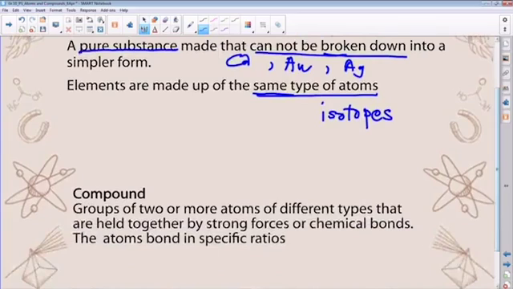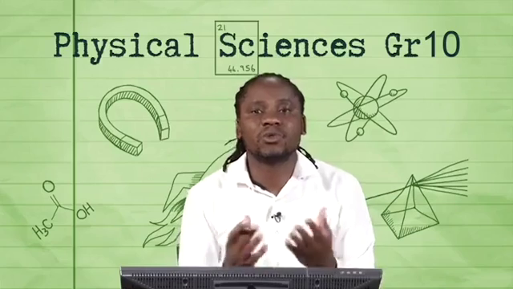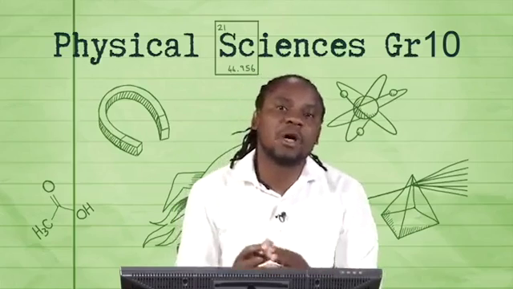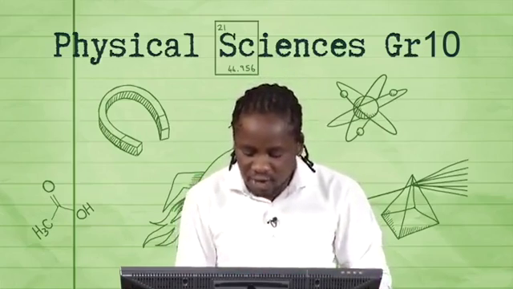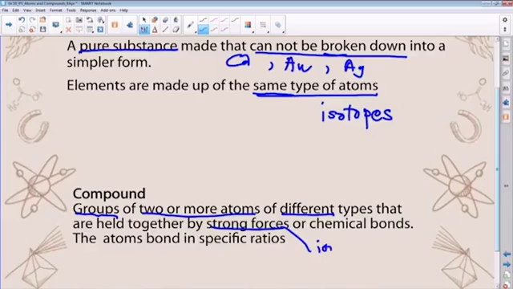Compounds are groups of two or more atoms, and they must be different, that are held together by strong forces. Now, if we talk strong forces, we also referred to the ionic bonding that you would have dealt with in the first term, as part of matter and materials. So as far as these strong forces, we can talk about ionic bonding. And remember, this one has nothing to do with metallic substances, because metallic substances consist of atoms of the same kind. You take, for example, your transition metals.